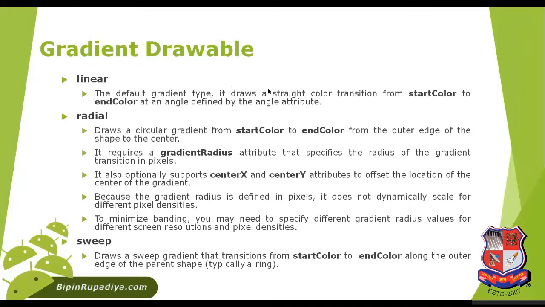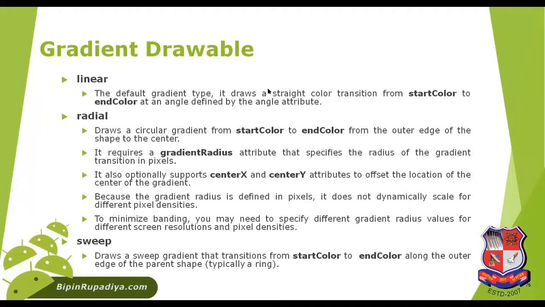Okay, now the next one is the sweep gradient. It has transitions in a sweeping position. It fills color in the border of your ring, or in that particular manner, where we can specify one or more colors. Again, we have our choice of the start or end color properties that we can specify, and it will fill those colors in the parent shape, typically in a ring dimension. So that is the difference between radial and sweep.